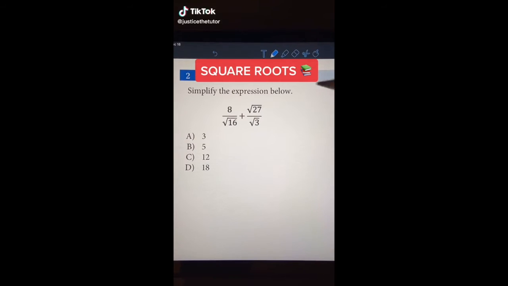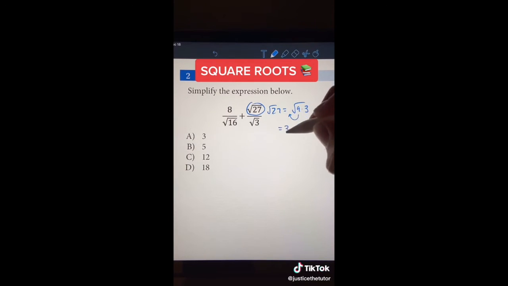Simplify the expression below. So I don't like square root, so let's get rid of that first. So the square root of 27 is equal to the square root of 9 times 3. And since 9 is a perfect square, we can just bring that on the outside. So this is equal to 3 times the square root of 3.